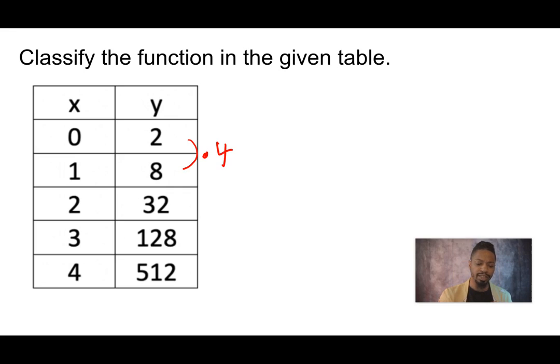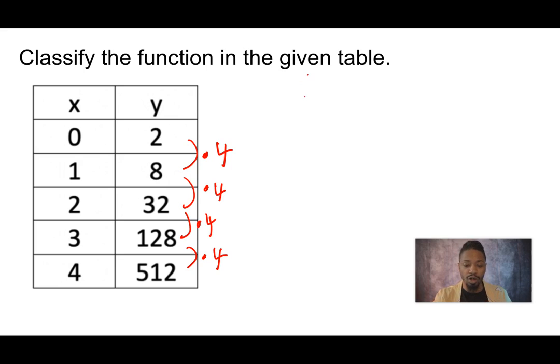So that's times 4. Let's see, does that continue? 8 times 4 is indeed 32. And 32 times 4 is indeed 128. And 128 times 4 is indeed 512. So we have what's called a constant ratio here. We're constantly multiplying by 4.